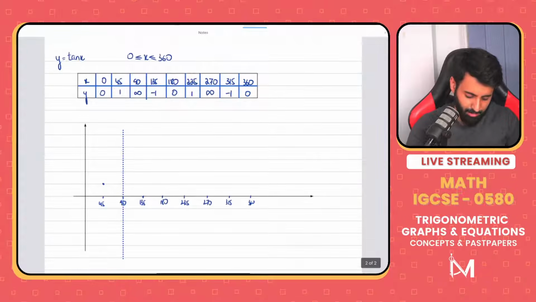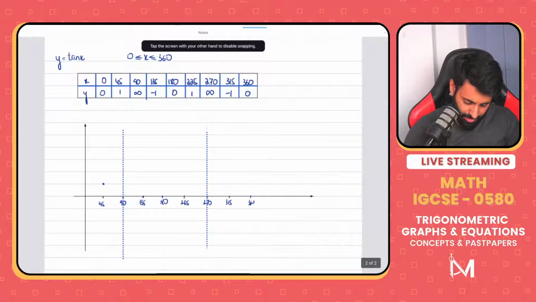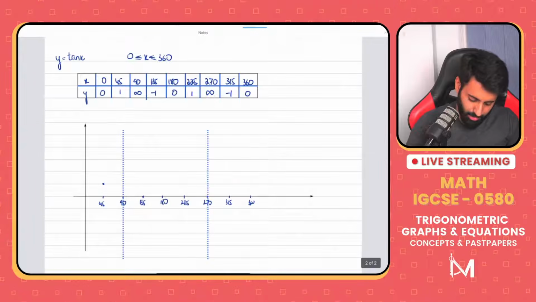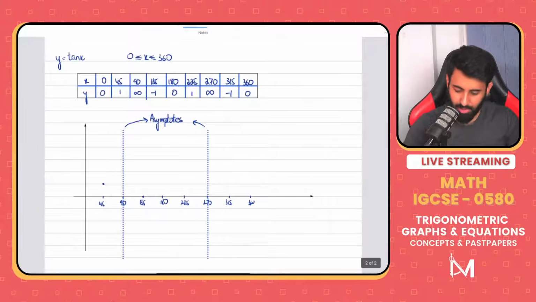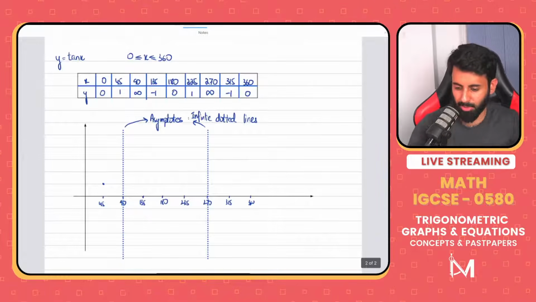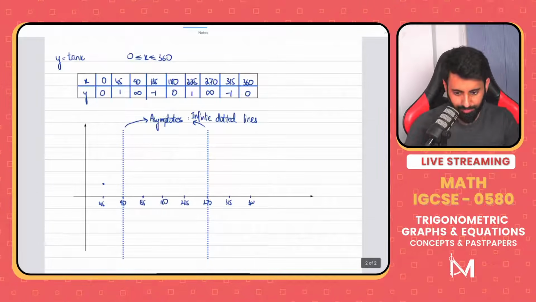Okay, so we have a special name for what happens at 90 and 270 with the lines that we draw. And it might seem funny to you, but they're called asymptotes. So these infinite dotted lines are basically referred to as asymptotes. Now, you don't need to know what their name is, but asymptotes are basically infinite dotted lines. So if somebody asks you what are asymptotes, you say they are infinite dotted lines that a curve only approaches, but it never cuts it. Okay.